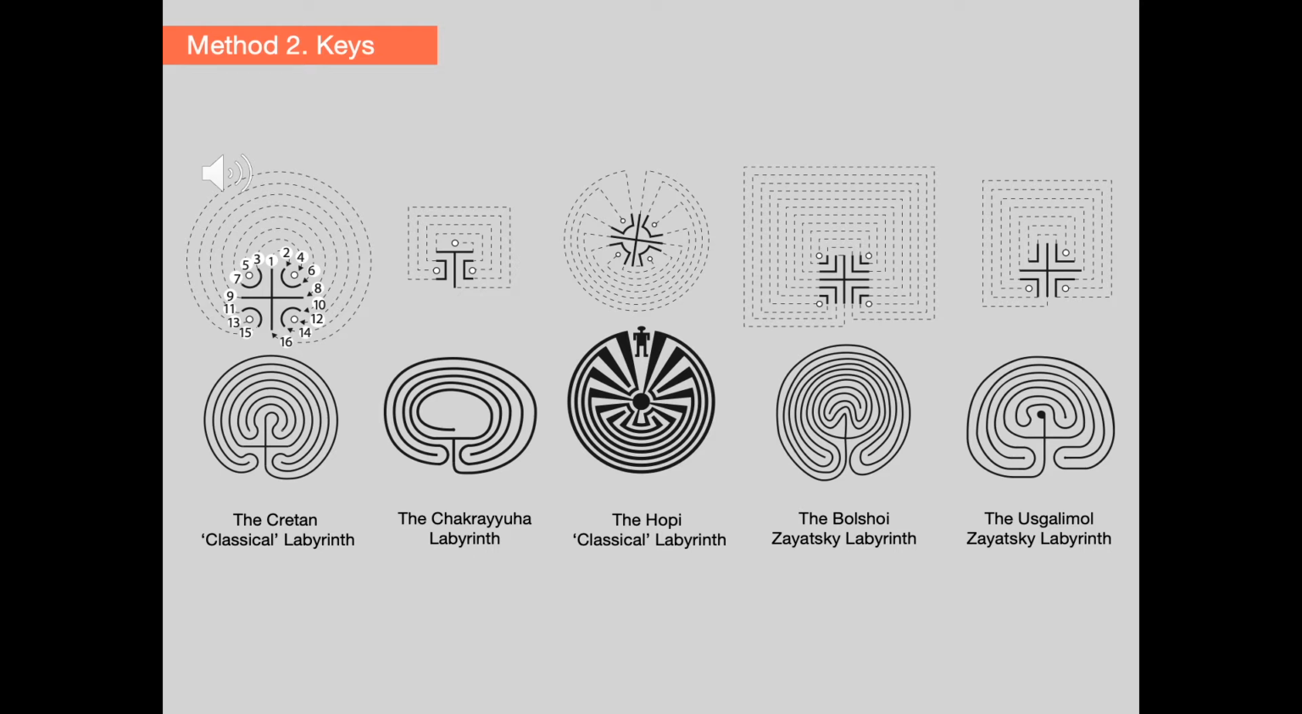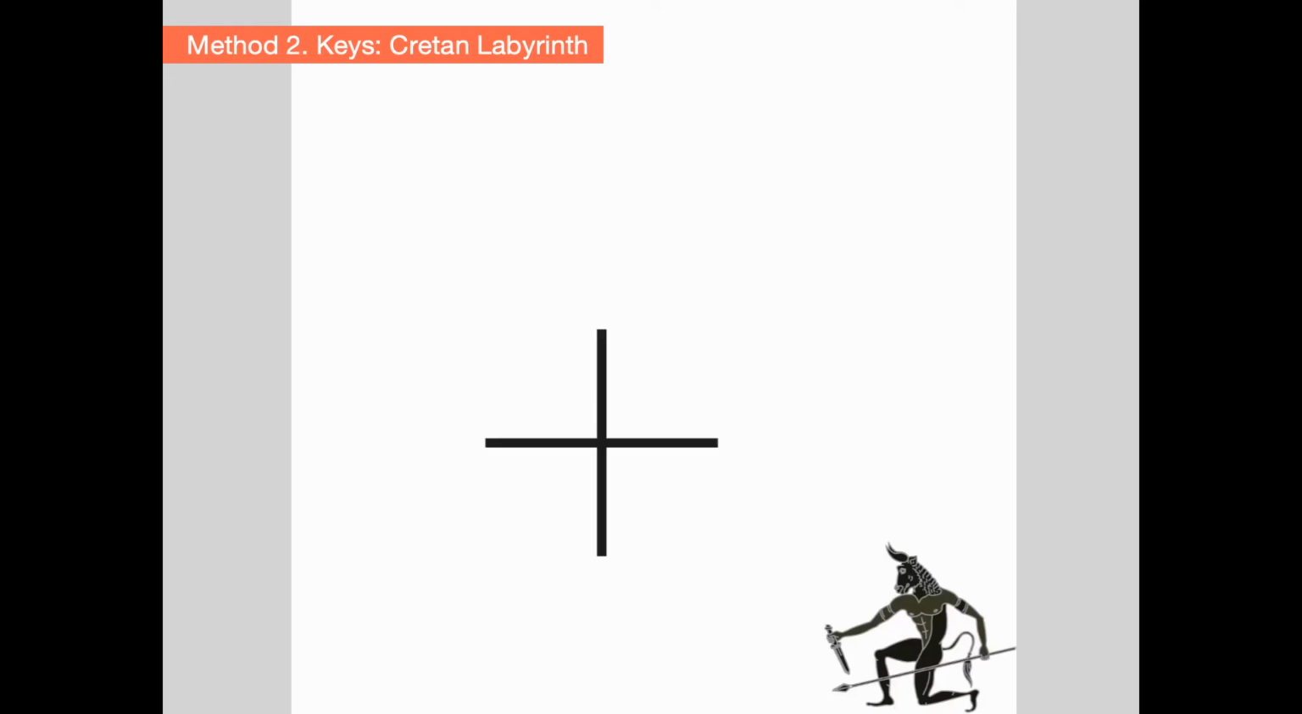Here we see first a key for the Cretan labyrinth, second the Chakravyuha winding path labyrinth, which was used as a battle formation possibly 3,000 years ago, third the classical labyrinth rendered as a Hopi basket design, fourth a labyrinth on the Russian Bolshoi Zayetsky Island, possibly 2,500 years old, and fifth the Osgalimol labyrinth petroglyph in western India that might be as old as 9,000 years. The key that forms the Cretan labyrinth consists of 2 crossed lines, 4 cup lines and 4 dots.